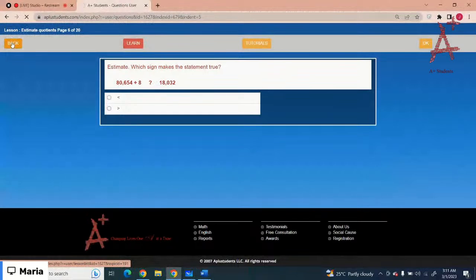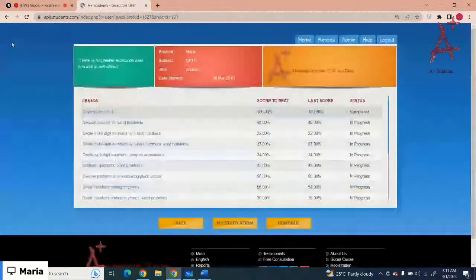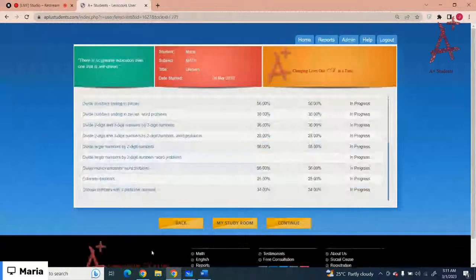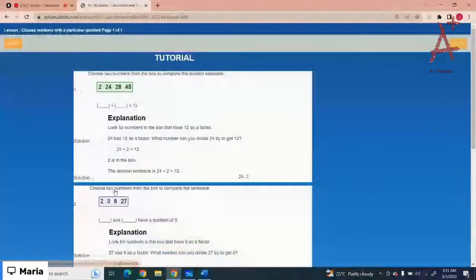You can complete the test by yourself later today. If you need more help with the lesson, you can contact any tutor on the Skype. They are available from Monday to Friday, 5 to 9. The next one is choose numbers with a particular quotient.